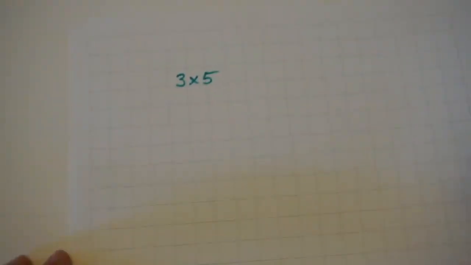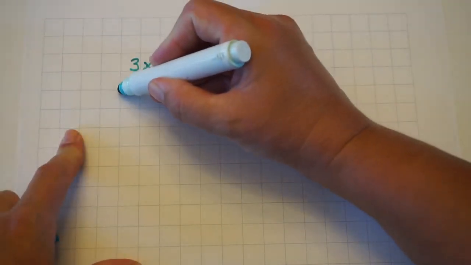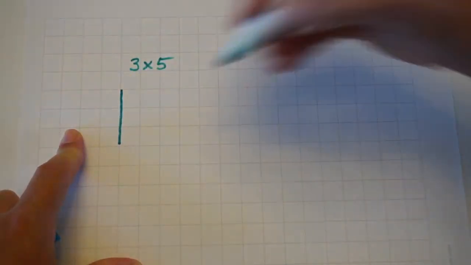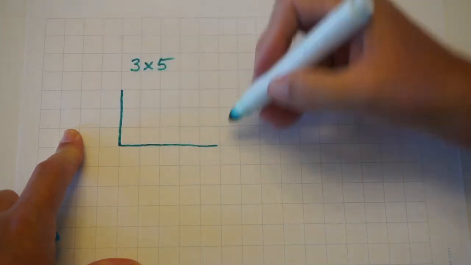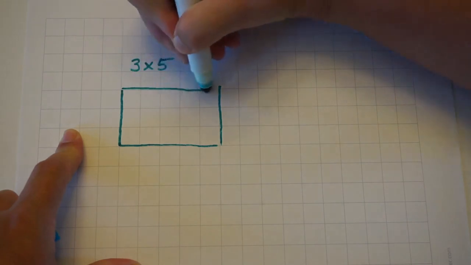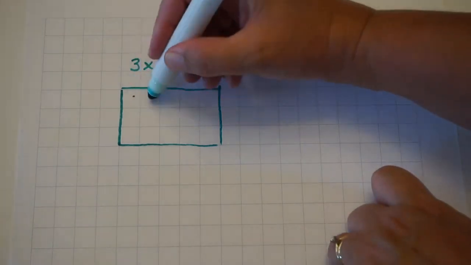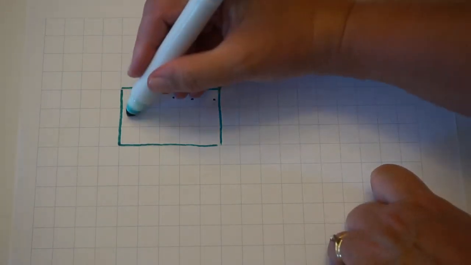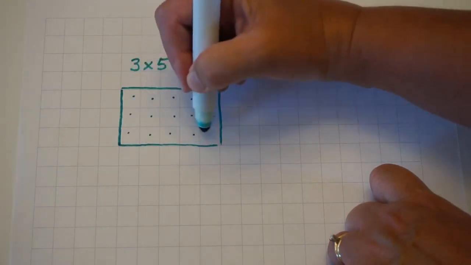We will do that also with 3 times 5. So here comes our rectangle. 1, 2, 3. 1, 2, 3, 4, 5. We'll finish that off. And again, the student can now count the number of square units in this rectangle. 1, 2, 3, 4, 5, 6, 7, 8, 9, 10, 11, 12, 13, 14, 15.